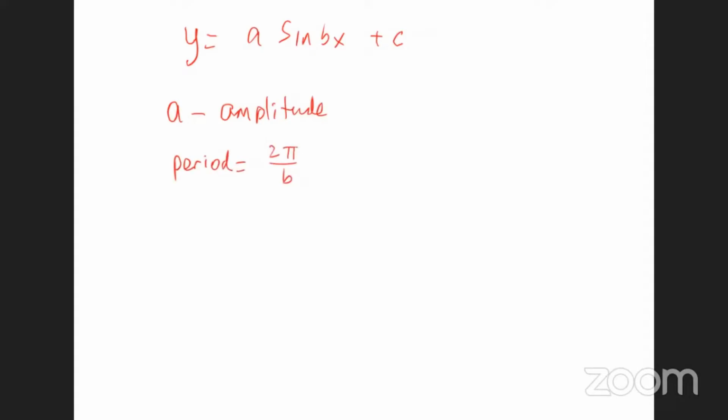While we're here, let's take a look at the graph side of things, right? So you have an idea when you see a graph, you know what everything means, right? A represents the amplitude, right? B is used to find period. Period is 2 pi on b. C is your vertical shift. So anytime you're working with a graph, you need to remember those things, right?